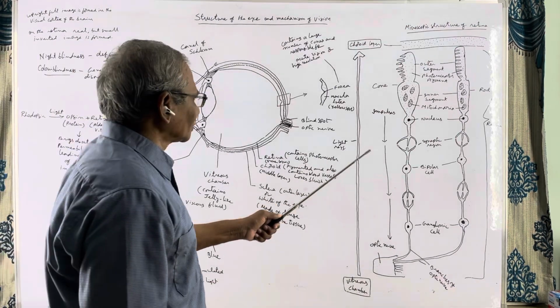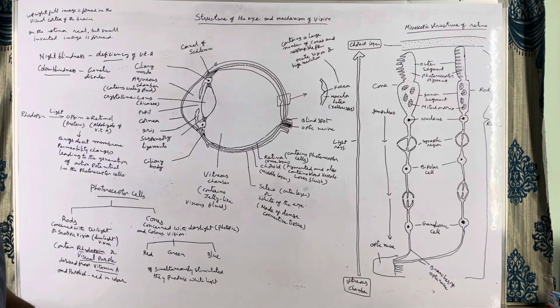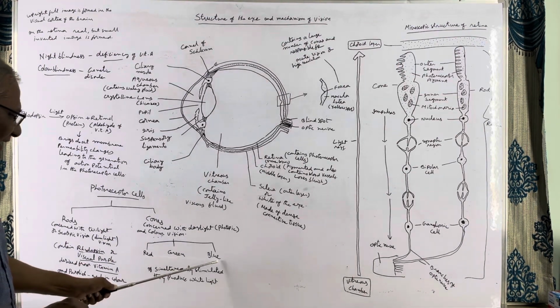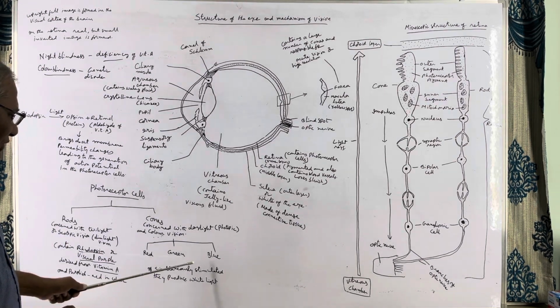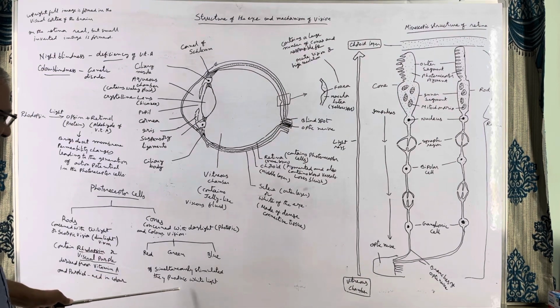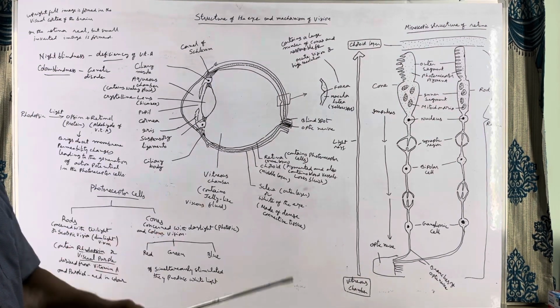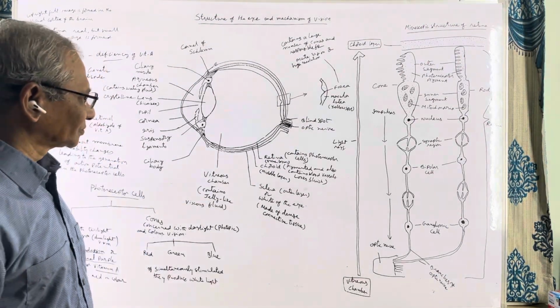But one important point you have to remember: what happens if you focus light of the same intensity on all three types of cones at the same time? When they are stimulated simultaneously with the same strength of light, white light is produced. They cannot produce any color. That we have to remember.